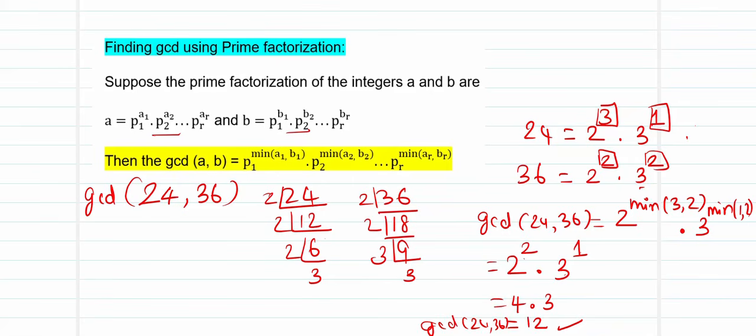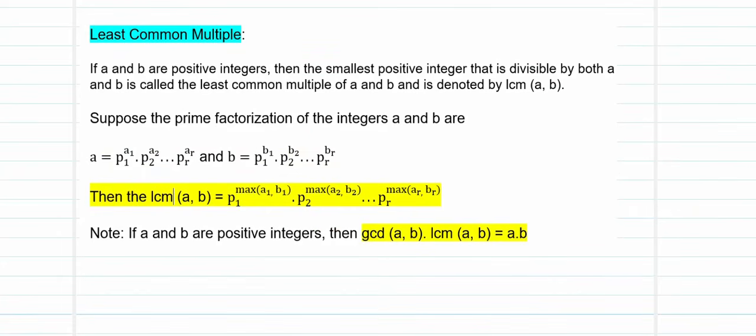Okay, so the last one to go on with will be the least common multiple. If A and B are positive integers, then the smallest positive integer that is divisible by both A and B is called the least common multiple of A and B and is denoted by LCM of A and B. Now the same rule applies over here like our GCD, but instead of finding the minimum value, we go for the maximum value of the powers.